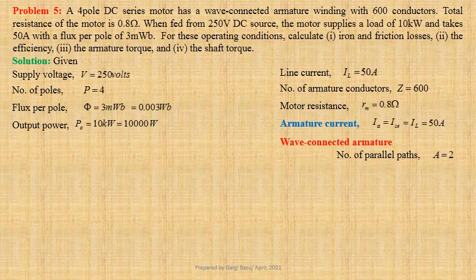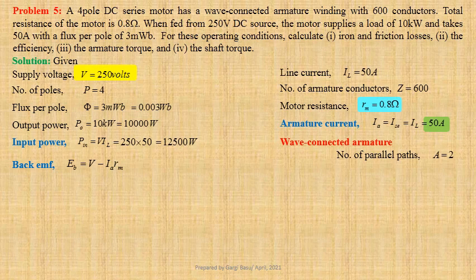Let us now calculate input power. P in equals V into IL, that is equal to 250 into 50, that gives us 12,500 watts. Neglecting brush contact voltage drops, we get the expression for back EMF EB equals V minus IA times Rm, that is equal to 250 minus 50 into 0.8, that gives us 210 volts.